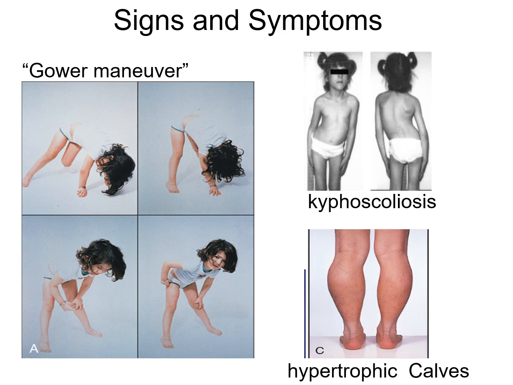Kyphoscoliosis is a combination of kyphosis and scoliosis. This musculoskeletal disorder often causes other issues in the client, such as underventilation of the lungs, pulmonary hypertension, and difficulty performing day-to-day activities. These children can have a short lifespan.